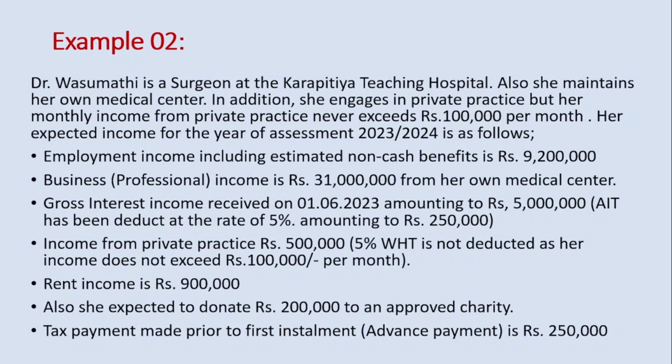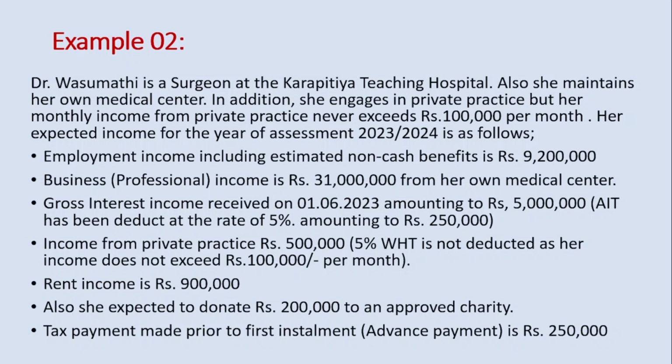And gross interest income received on 1st of June 2023 amounts to rupees 5 million, and AIT has been deducted at the rate of 5%. In this example also, Dr. Vasumati received interest income prior to the first installment payment. If she receives interest income during the year of assessment after the payment of the first installment, then that amount also should be included when she is calculating her assessable income from investment.